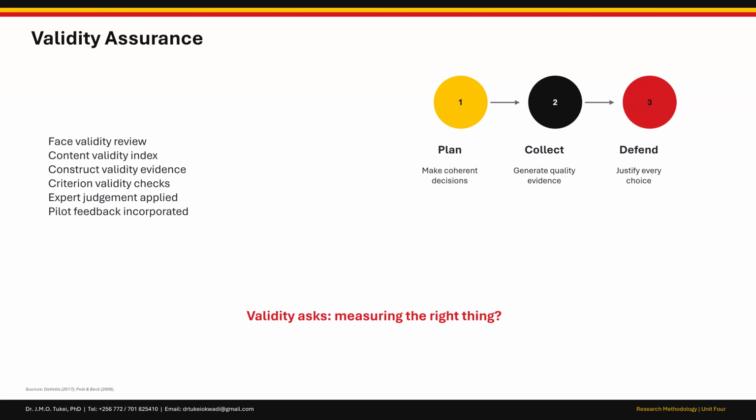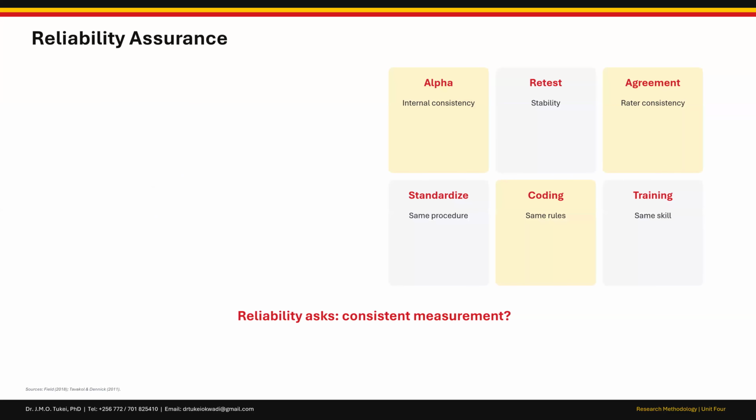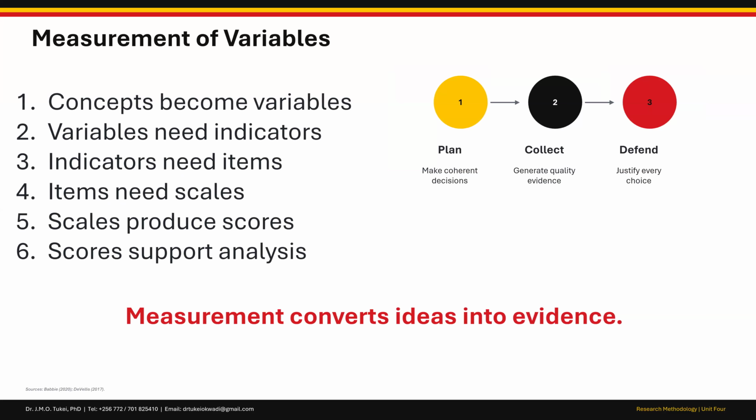So measuring of variables is very key, and we have talked about this very well, and this is what we are always talking about. Concept becomes what I would call variables. Variables need indicators. Indicators need items. Items need scales. Scales produce scores. Scores support analysis. Colleagues, I mentioned this earlier on. I don't have to repeat this because we do not have the time, because the time is really against us.